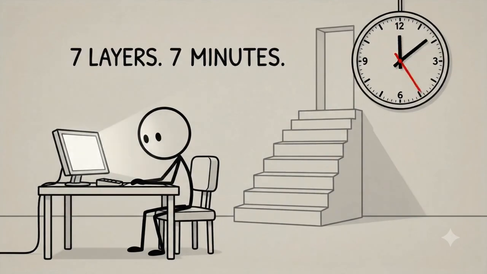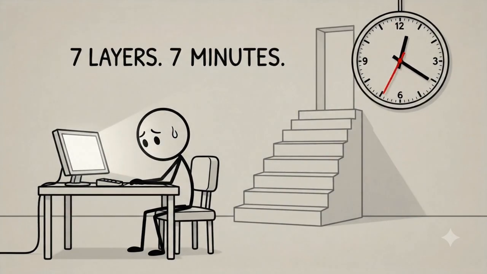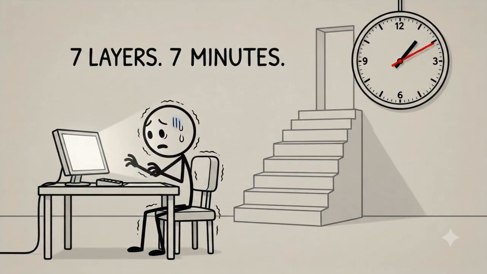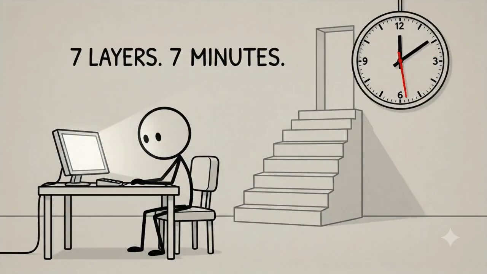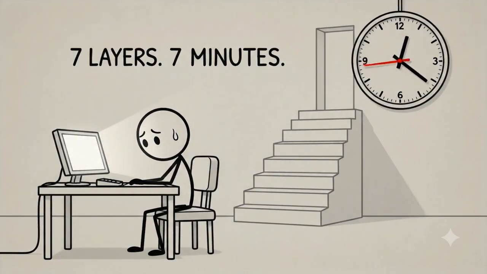Every networking engineer you respect can recite the 7 layers of the OSI model in their sleep. And every CCNA candidate who fails the 200-301 usually fumbles it in the first 10 minutes. 7 layers, 7 minutes. Let's fix that for life.